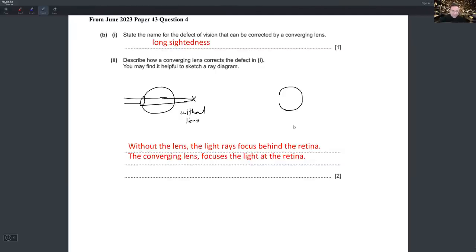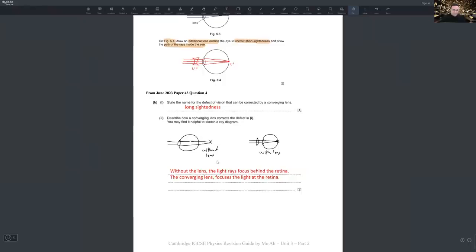And then you draw another one, very simple, but you draw the lens, then draw the light rays meeting at the retina, and you just say with the lens. That's what you should do. It doesn't have to be pretty. It just has to be labeled and understood. And we are finito.